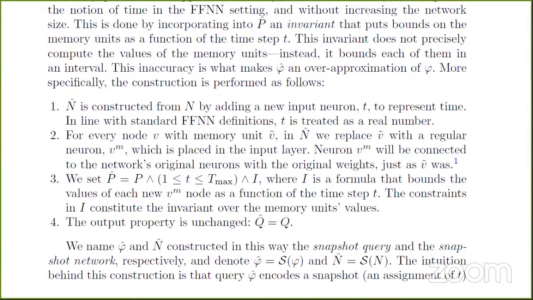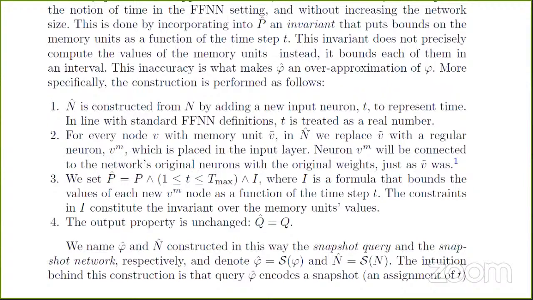So what is the change to the network? The network is changed by adding one additional input neuron, which is called T, to represent the time. Okay, and we'll treat it as a real number. So to the network, you add a special input neuron T to represent time.